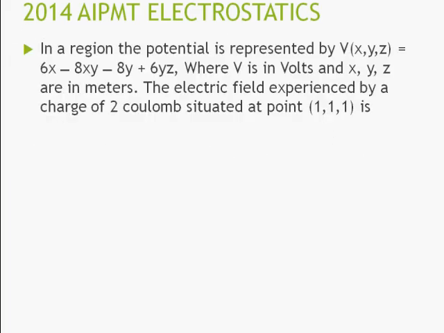Let's see again the question. Here we are given the potential V(x,y) in the form of V = 6x − 8xy − 8y + 6yz. V is in volts, x, y, z in meters. We have to find the electrical field experienced by a charge. It is to be the electrical force experienced by the charge. Force, how much is it experiencing, 2 coulomb, because field.